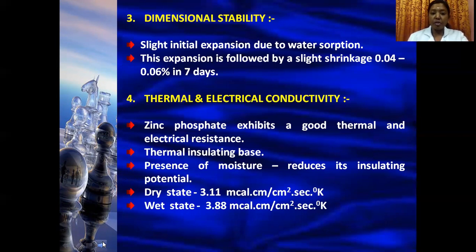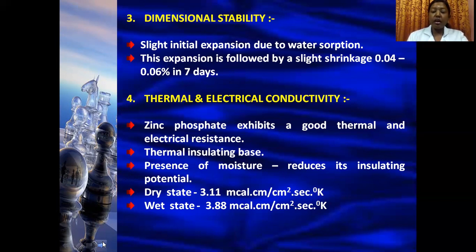Coming to the dimensional stability. Initially there is a slight expansion because of absorption of water from the oral cavity. This expansion is followed by a very slight shrinkage, which is about 0.04 to 0.06% in 7 days. Regarding thermal and electrical conductivity, as I told you, zinc phosphate acts as a thermal insulating base. It gives you very good thermal and electrical protection to the pulp.